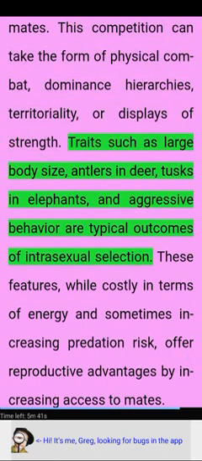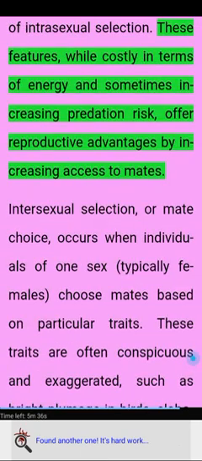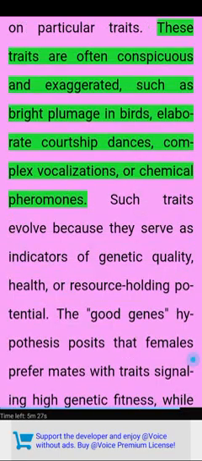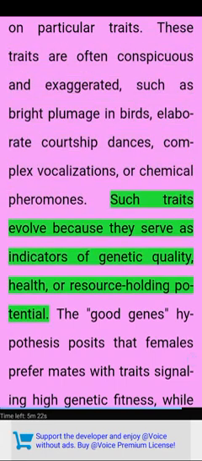Traits such as large body size, antlers in deer, tusks in elephants, and aggressive behavior are typical outcomes of intrasexual selection. These features, while costly in terms of energy and sometimes increasing predation risk, offer reproductive advantages by increasing access to mates. Intersexual selection, or mate choice, occurs when individuals of one sex, typically females, choose mates based on particular traits. These traits are often conspicuous and exaggerated, such as bright plumage in birds, elaborate courtship dances, complex vocalizations, or chemical pheromones. Such traits evolve because they serve as indicators of genetic quality, health, or resource holding potential.